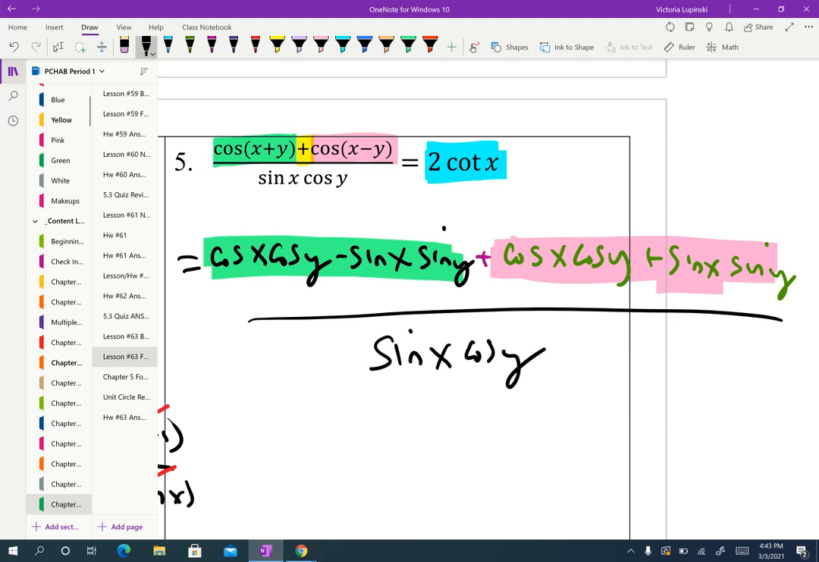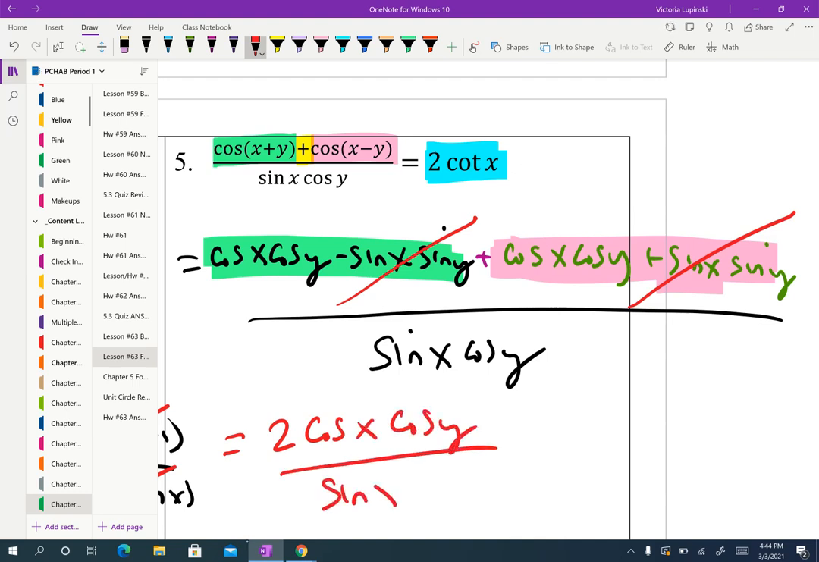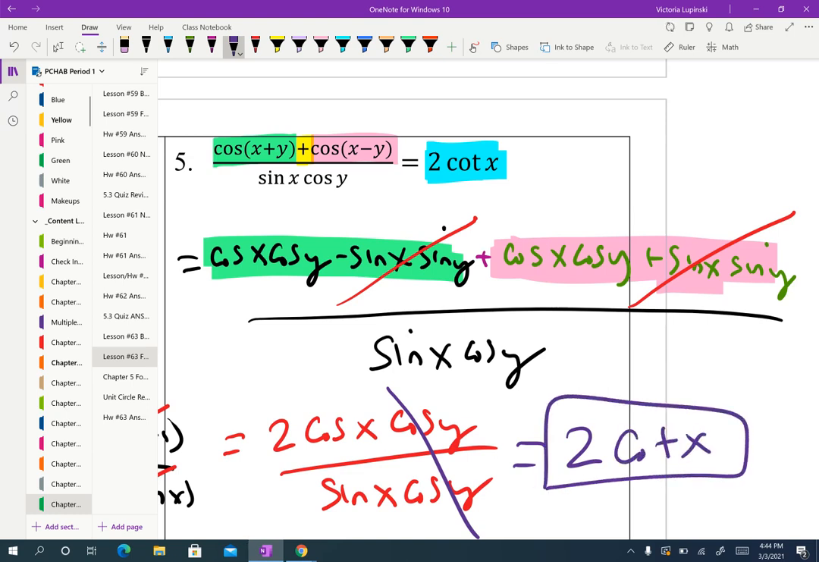Well, look at that. Some good things are happening here. So the first good thing is this negative sine x sine y cancels out with this one. On the top, you're going to have 2 cos x cos y. You're just simply combining like terms. Then take a look. You have a cos y and a cos y. Those are going to cancel, leaving you with a 2. And then a cos x over a sine x. Well, that's just a cotangent x.